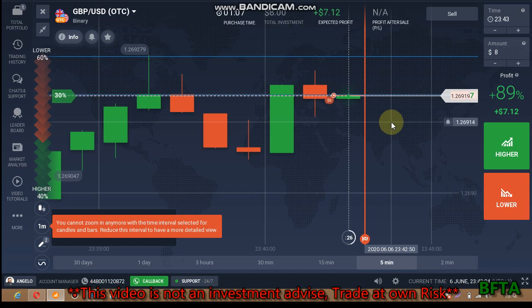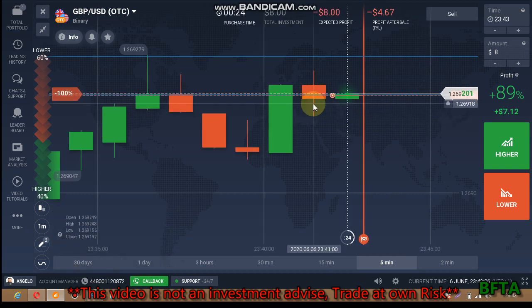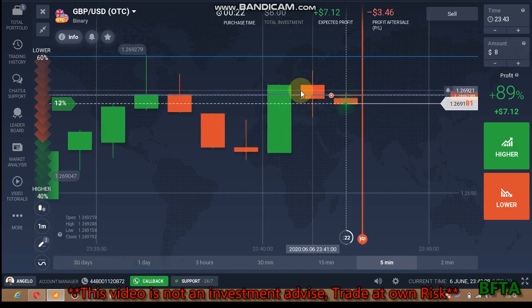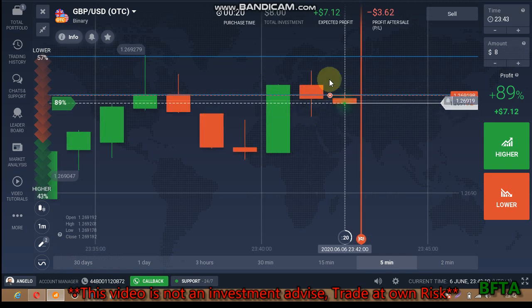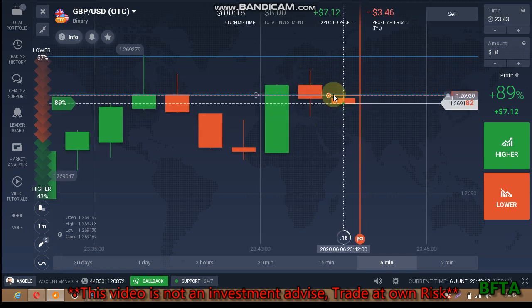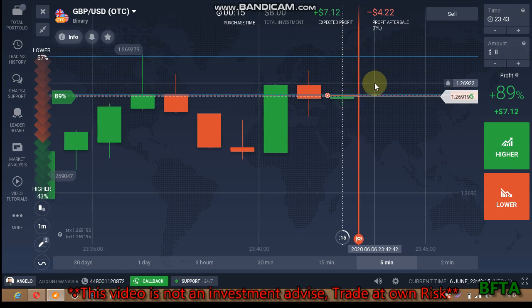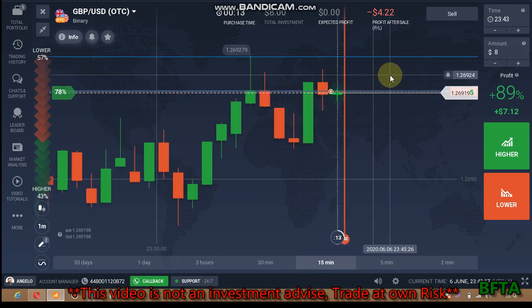I'm going to place put option. I place put option here because the sellers broke the level and a new low, and this is a reversal candlestick, so we should expect a seller's entry. So that's why I place put option.